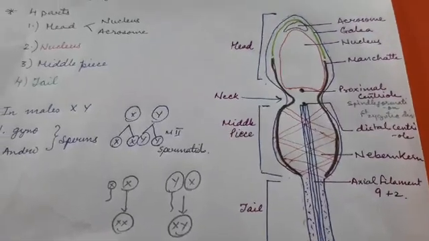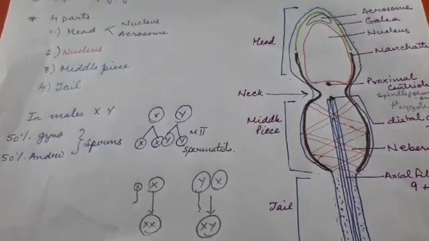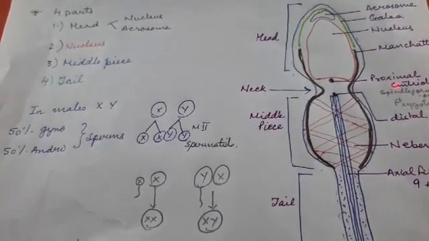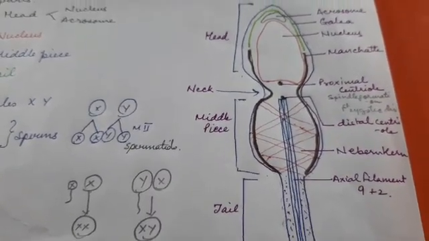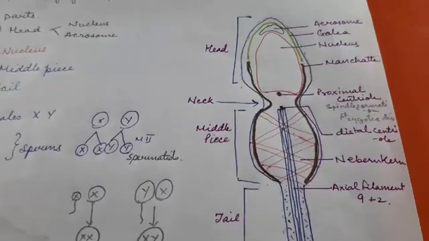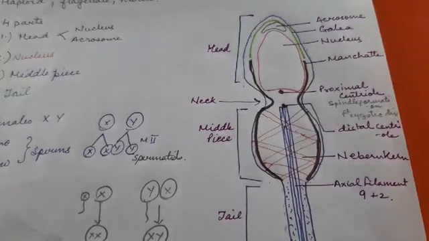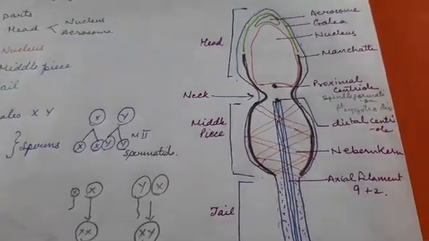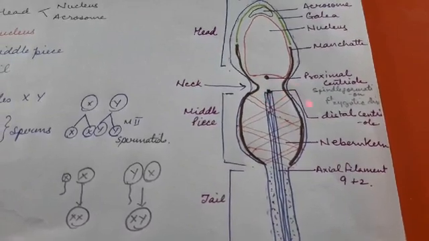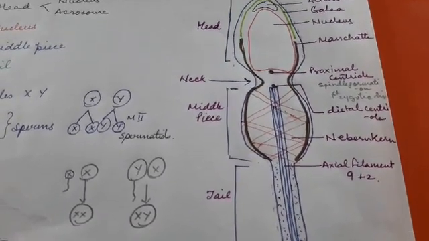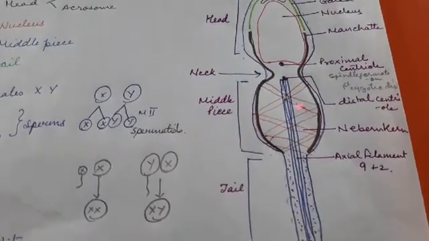The one which is in the nucleus depression is called as proximal centriole, and this proximal centriole is responsible for the spindle formation during the first zygotic division. That means, after the fusion, when the zygote is formed and when it divides, then this centriole is going to help in the formation of the spindle. The second centriole is the distal, this one, this is called as the distal centriole, and distal centriole give rise to filaments which are called as axial filaments.